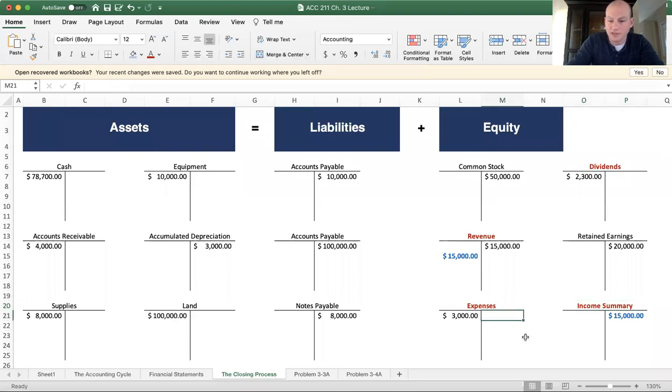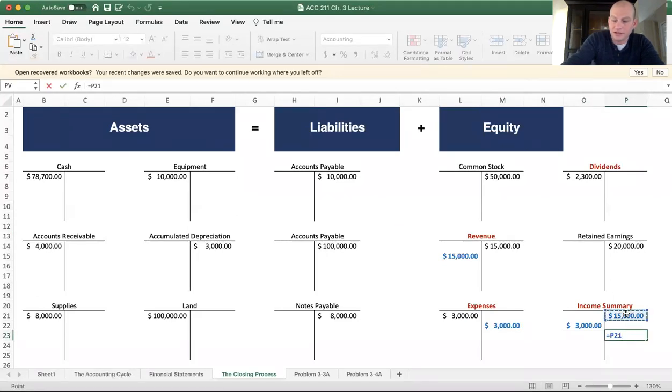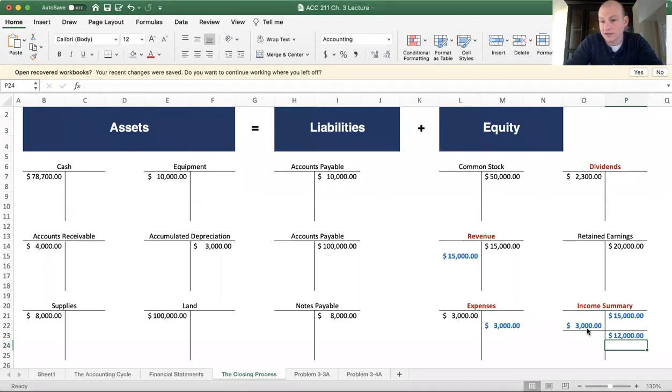So now the expenses have a debit balance of $3,000. So I'm going to credit the expense account to take it down to 0, and then I'm going to debit the income summary account to offset that entry, because every time you have a debit, you have to have a credit for an equal amount. And so, as you can see here, the 15,000 minus the 3,000, that gives us 12 grand.